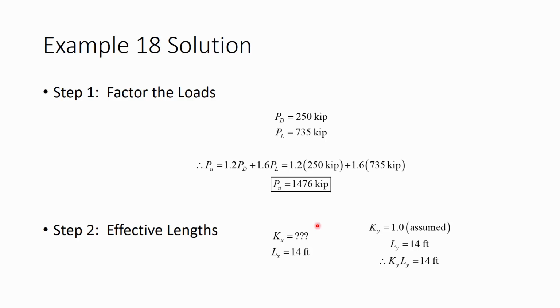So if K is 1 and the length is also 14 feet, then we have a KL along the weak axis of 14 feet. Remember, in the manual, that's referred to as L sub CY. So forgive me, you'll see me using KLs in the presentation as opposed to the L sub Cs in the manual, but it's all the same.